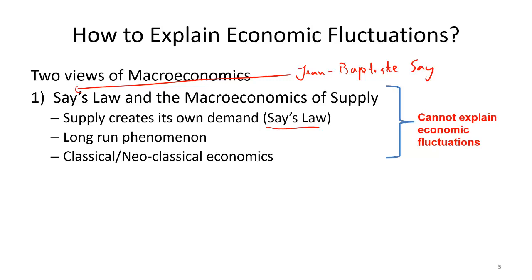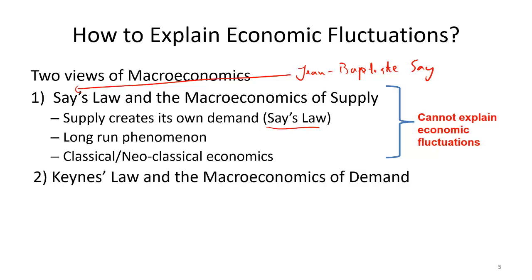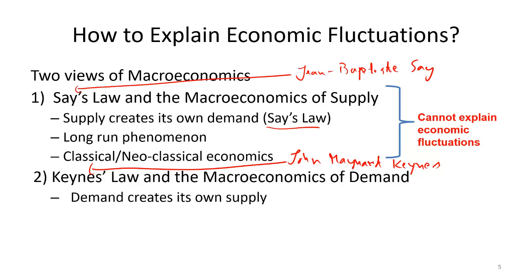However, by the 1930s we had something called the Great Depression, perhaps the worst depression in the history of humankind. And during that time, Keynes' law came up, and Keynes' law was based on demand. And who was Keynes? Keynes was an economist who lived in the 1930s, and his name was John Maynard Keynes, perhaps the most influential macroeconomist of all time. Rather, the field of macroeconomics pretty much developed around Keynes since the 1940s. According to Keynes, demand creates its own supply.